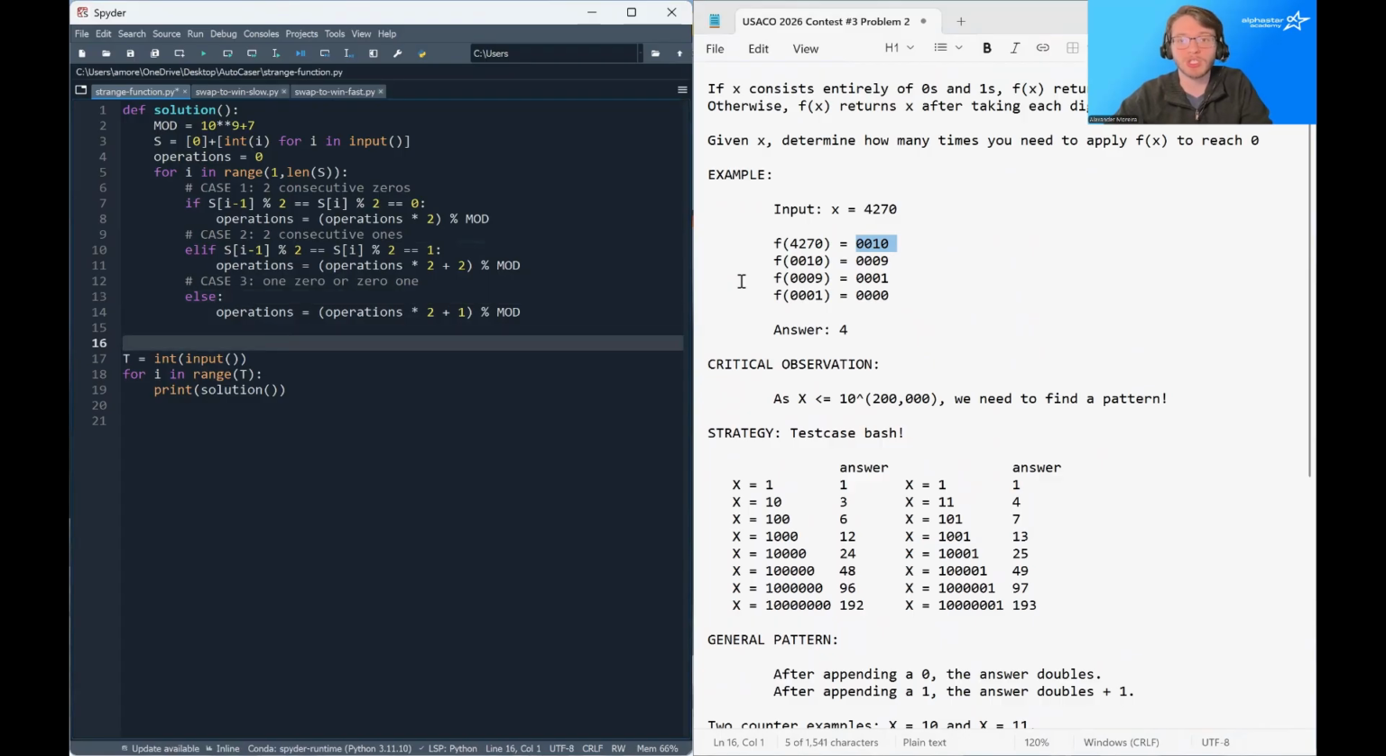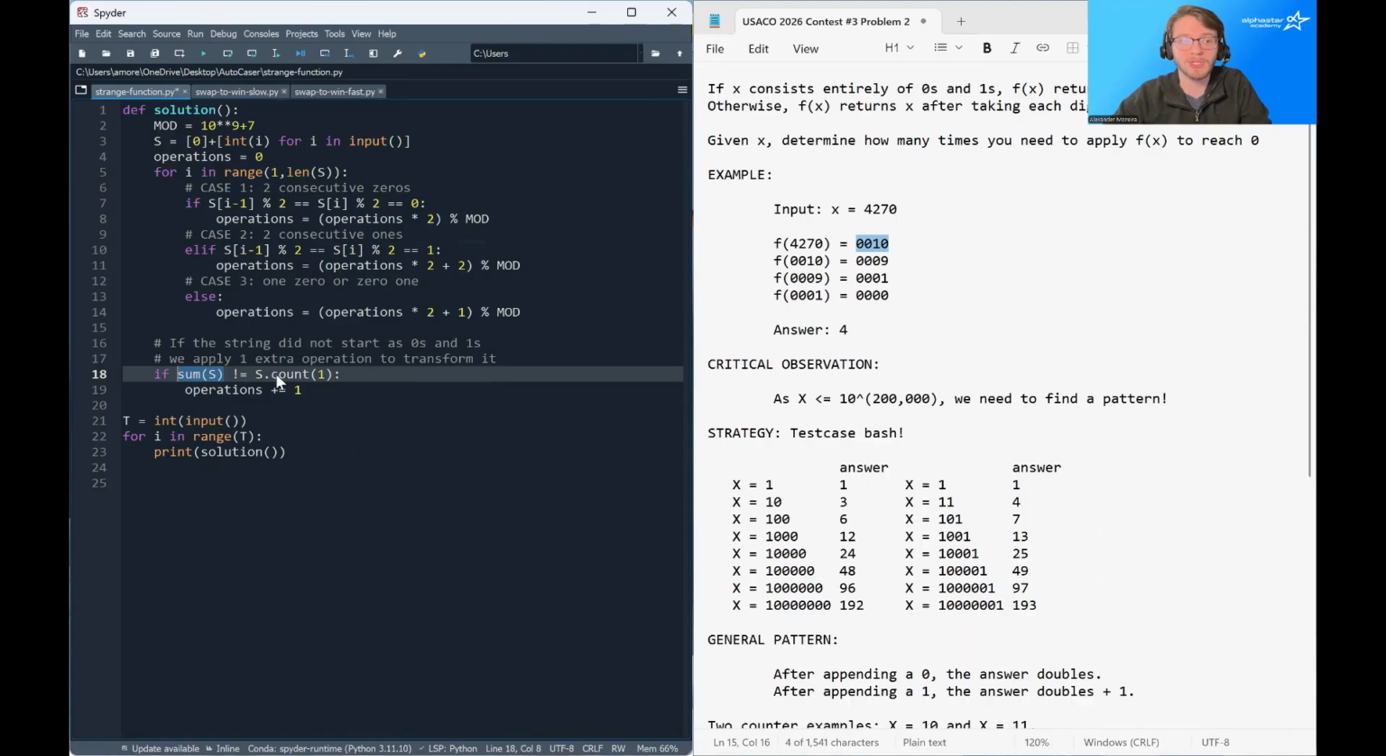So one way of just checking, did the string start as zeros and ones, is I can calculate the sum of the digits, and I can calculate the frequency of the number of ones. If the sum of the digits and the frequency of the number of ones are the same, then the string must be a string of zeros and ones. If, however, they're different, that means I've got at least one digit that is not a 0 or 1, so I'll increase my operation count by 1. That's that first step in order to go from the digits not being 0, 1 to now the digits being 0, 1. So I've got my extra operation there, then I simply return the operation count.